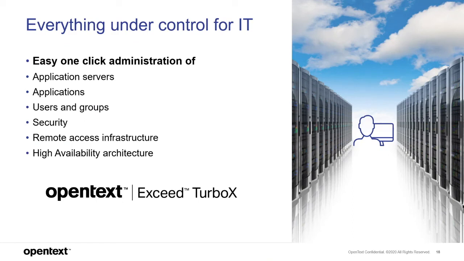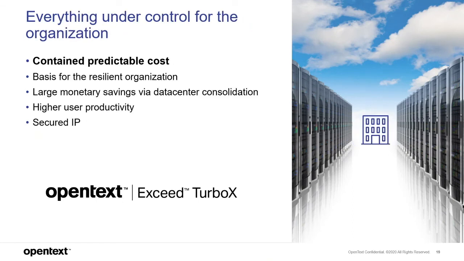Also, organizations have everything under control using XC TurboX. They have a very contained, predictable cost if they use that in the cloud. They have a basis for a resilient organization that can quickly react to problematic situations, be it pandemics, or social situations, or whatever is happening in the world.